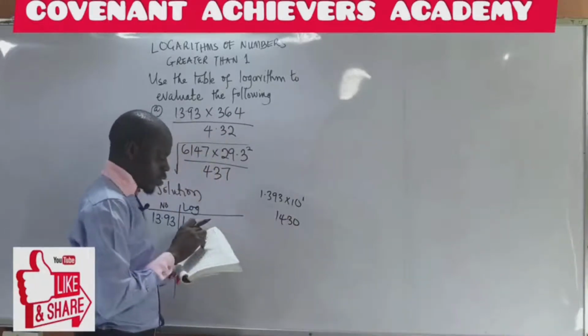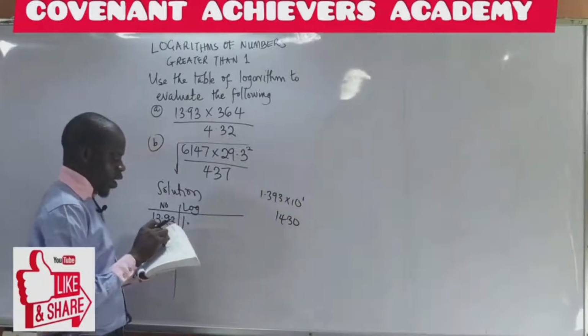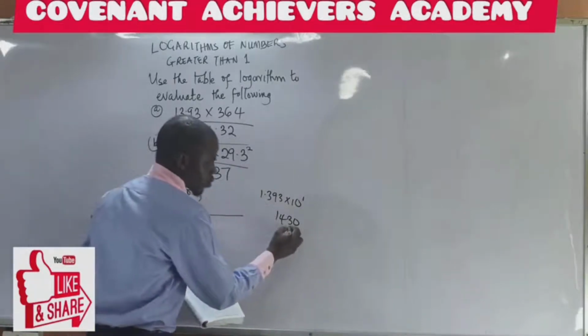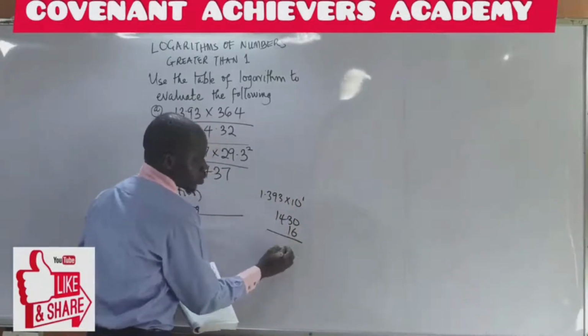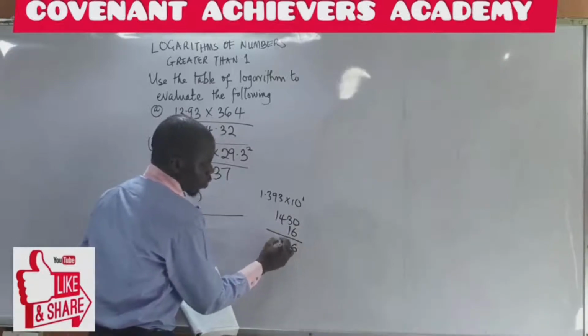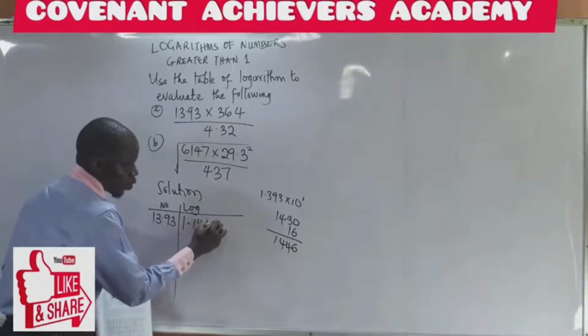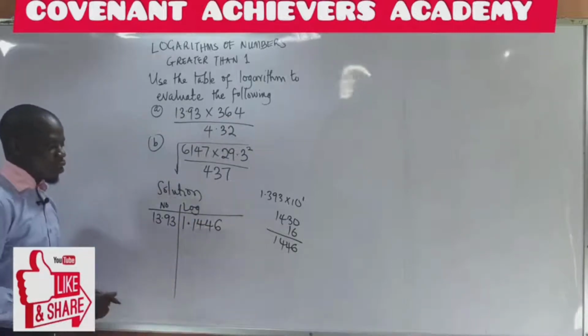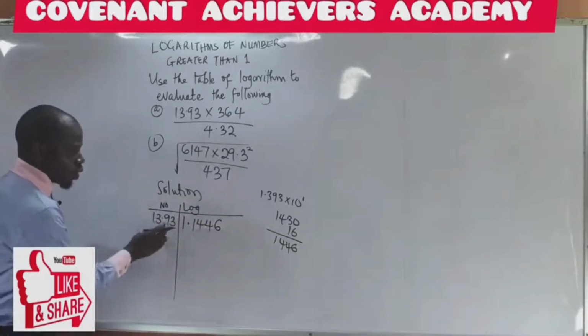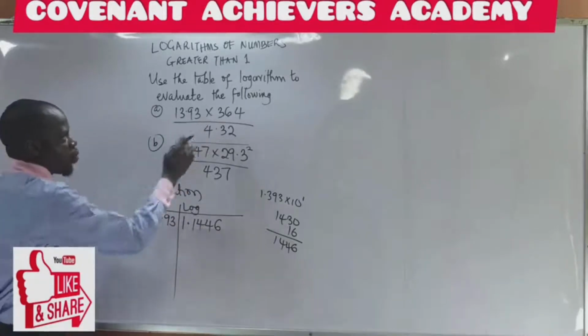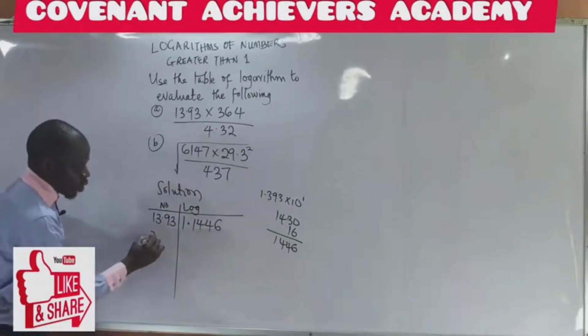1430. Then difference 5, that's 16. Then you had, so this is going to be 6, 4, 4, 1. So it's going to give us 1, 4, 4, 6. So that's going to be the logarithm of this number. Now, the second number is 364.